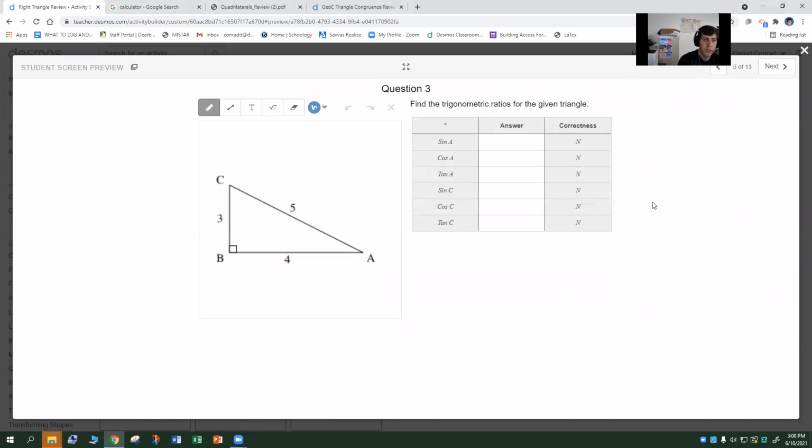All right, question 3 just wants the ratios. So if we remember, SOH CAH TOA. Sine, right, is going to be, so sine of an angle is going to be equal to opposite over hypotenuse.